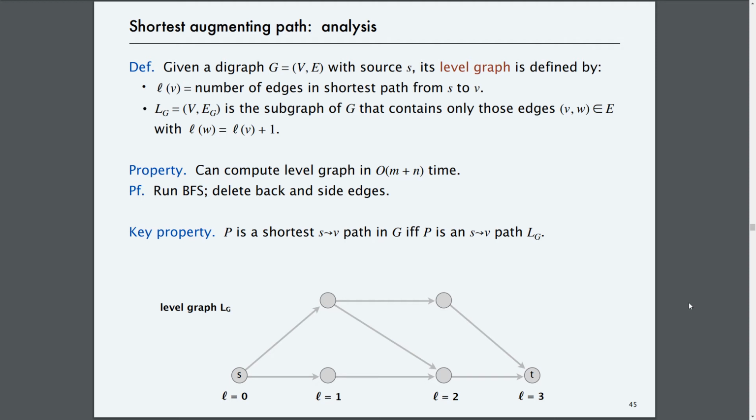So in the level graph, if we have a shortest ST path in the level graph, then it's also a shortest path in G, the original graph. So we can work with the level graph instead of the original graph to find the shortest path.